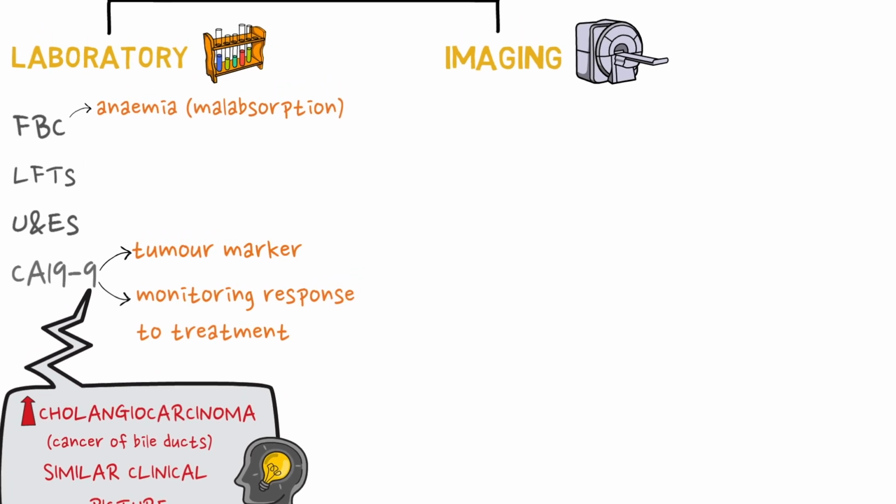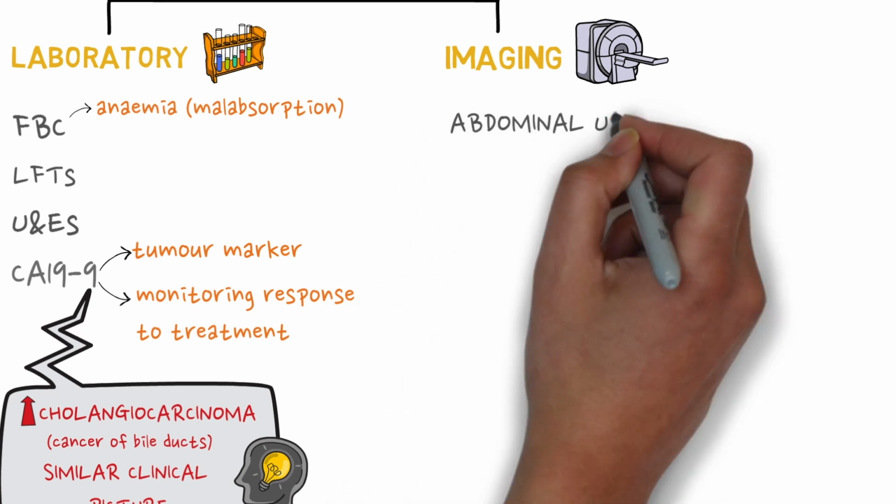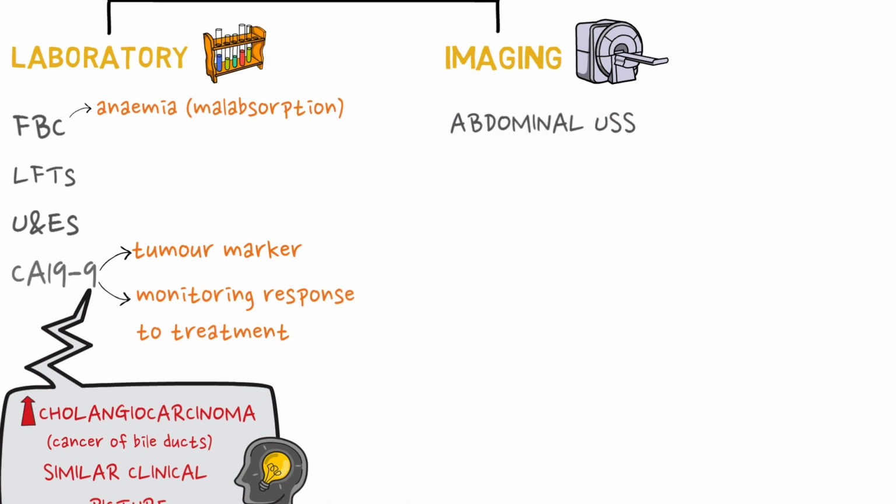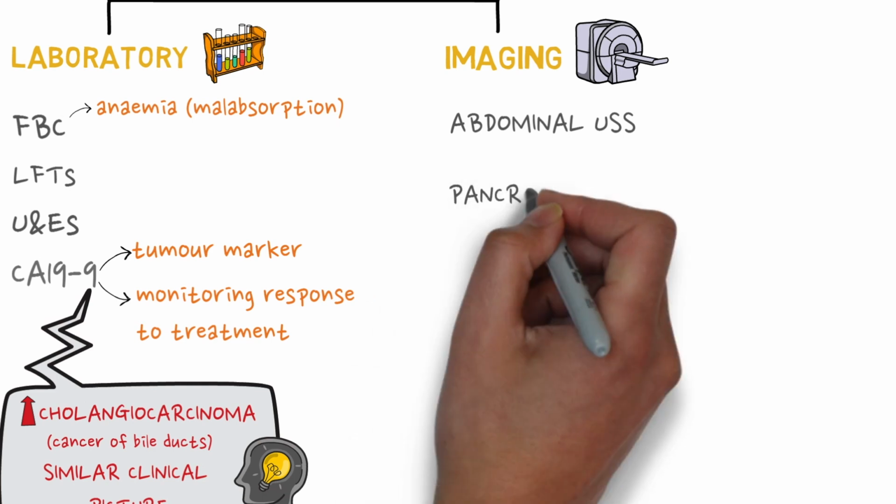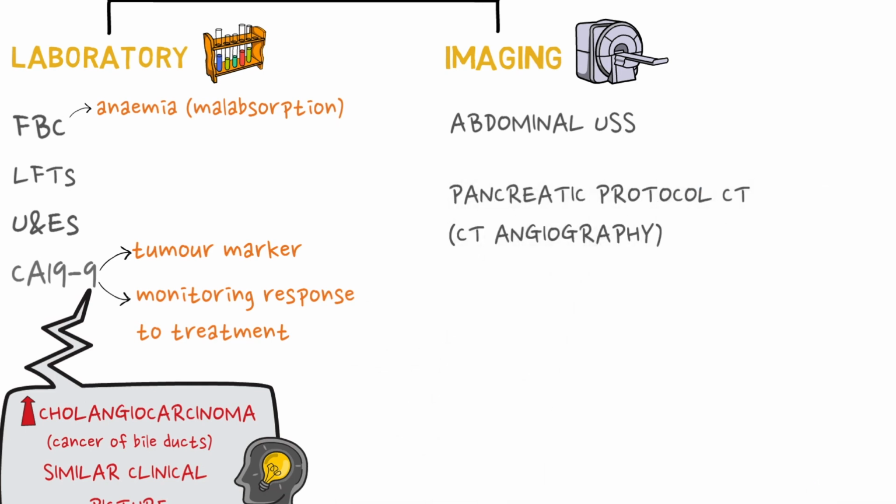With regards to imaging, investigations typically done include an abdominal ultrasound scan, which can be particularly useful in demonstrating changes to the gallbladder or biliary tree, a pancreatic protocol CT, which is also a CT angiography of the vessels surrounding the pancreas. This is an important imaging investigation as it shows the extent of the tumour as well as potential invasions to surrounding vessels. Vessel involvement will determine whether or not the patient is suitable for surgery.